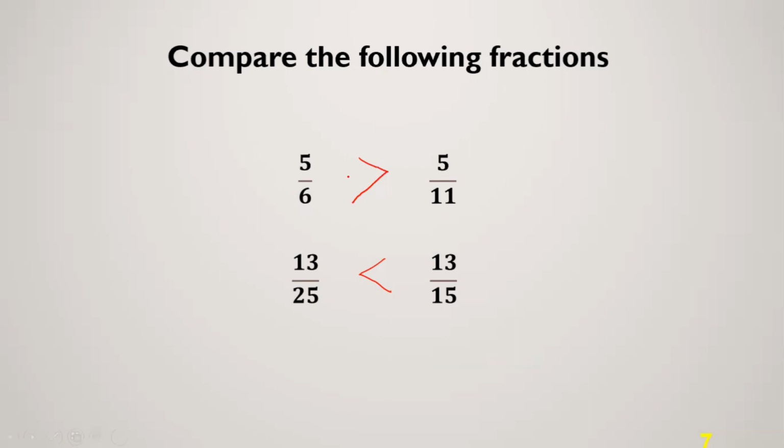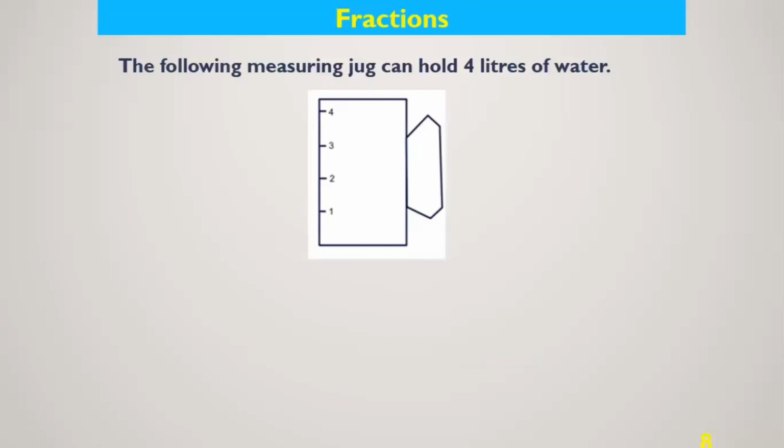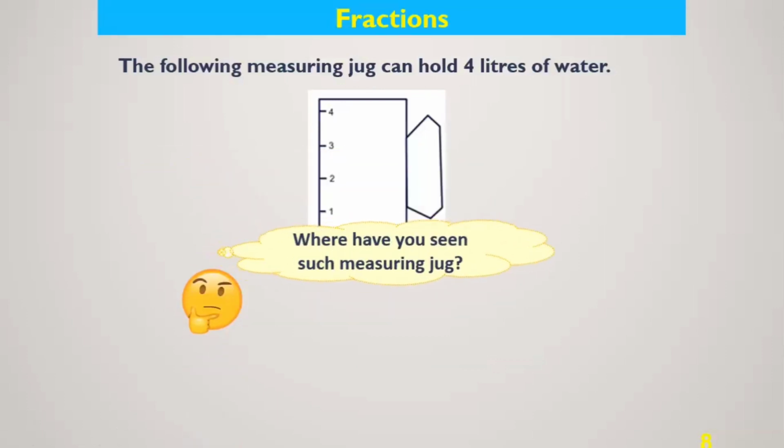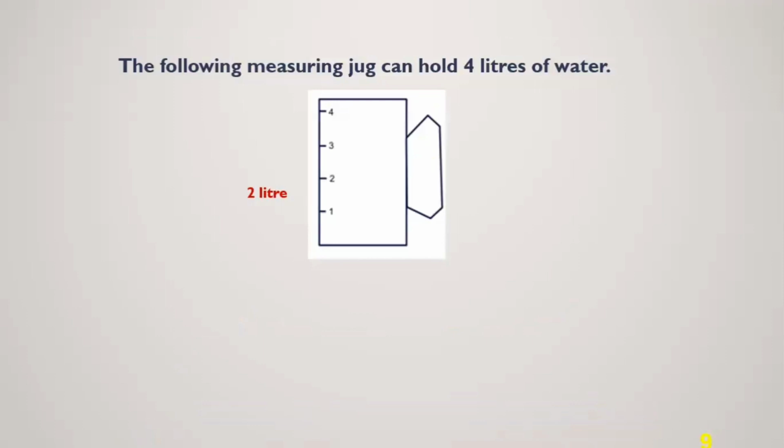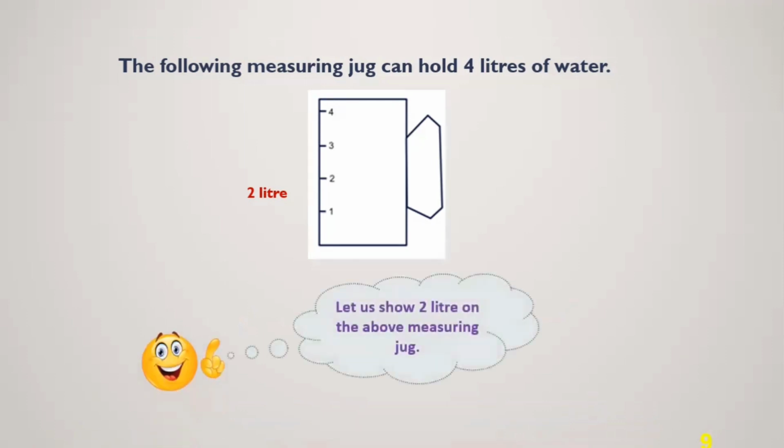Got it? Now, the following measuring jug can hold 4 liters of water. Where have you seen this type of jug? Yes, you must have seen it with the milkman or in the grocery shops. How will you show here 2 liters? So exactly half of 4 is showing you 2 liters of water. This is how the milkman measures and gives you the milk.